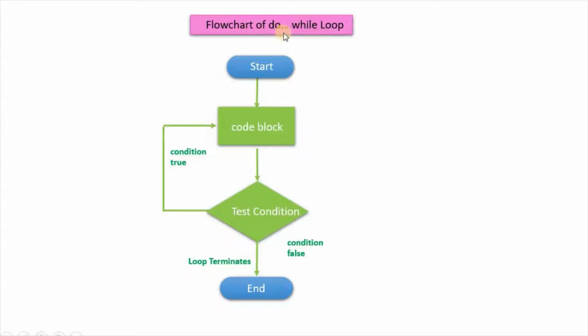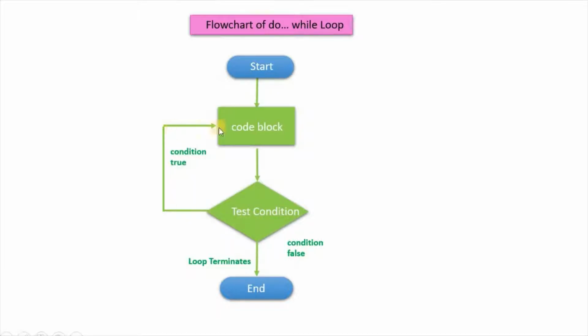This is the flowchart of do while loop. The program starts. Then the code block in the do loop will be executed even if the condition is false. At that time also the code block in the do loop, or statements in the do loop, will be printed. Then there is a while loop where the checking of the condition takes place.